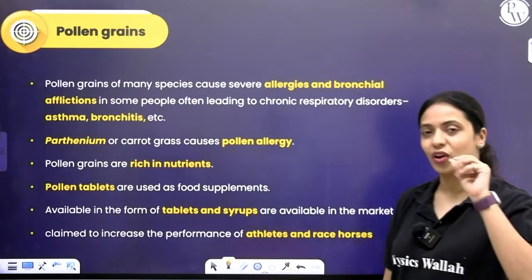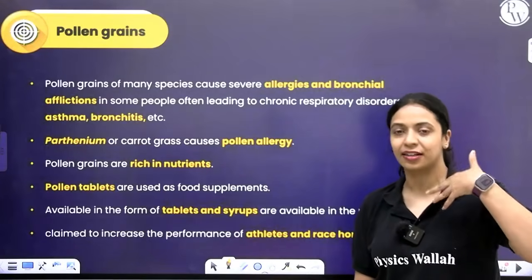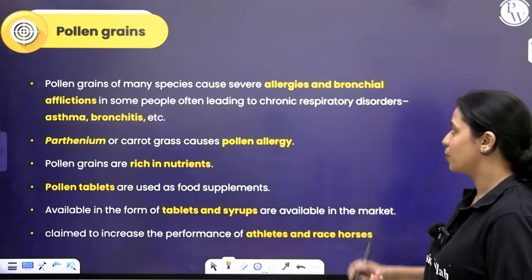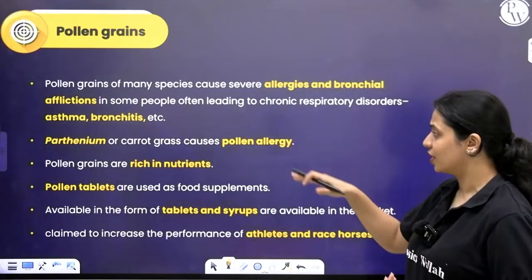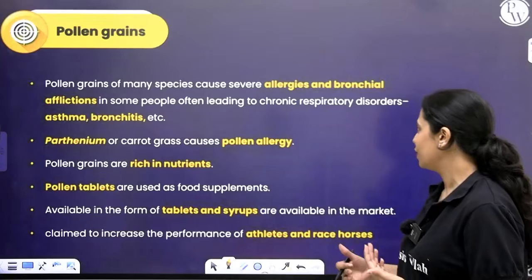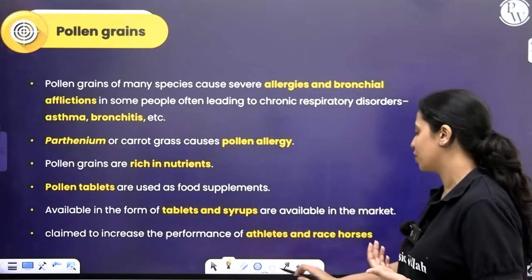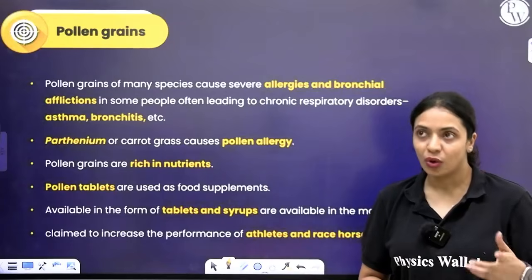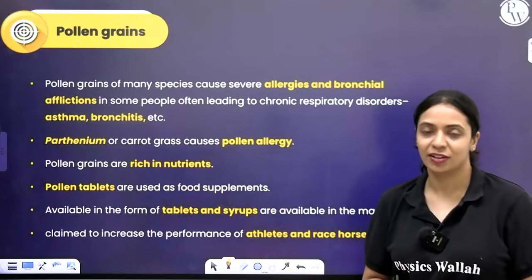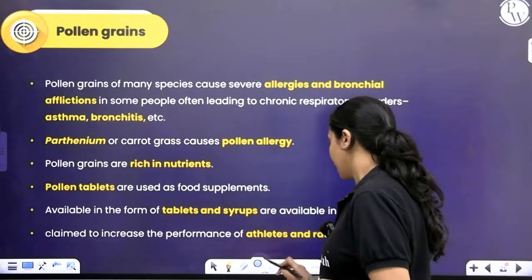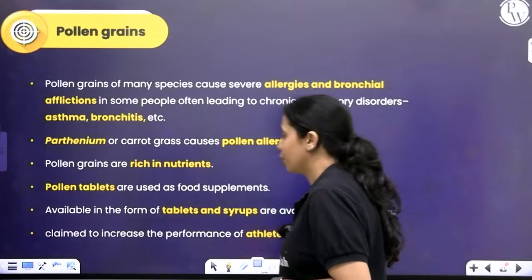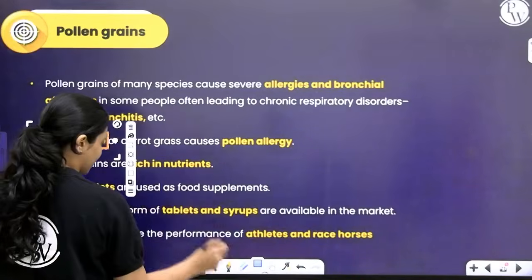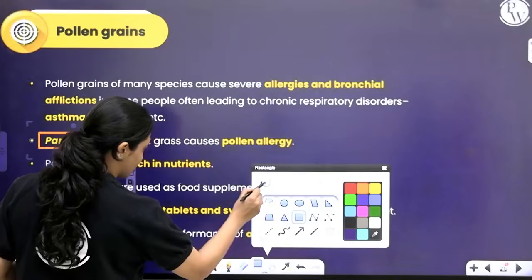Because they're very small dust-like particles, when they're inhaled, it can inflame your respiratory tract, right? So pollen grains of several species cause allergies and bronchial afflictions in some people, often leading to chronic respiratory disorders like asthma and bronchitis. One of the plants which is known majorly to cause pollen allergy is Parthenium. It is called Congress Gida in Kannada. I don't know what you call it in Hindi and other languages. Okay, so it is called Parthenium. It is known to cause pollen allergy.